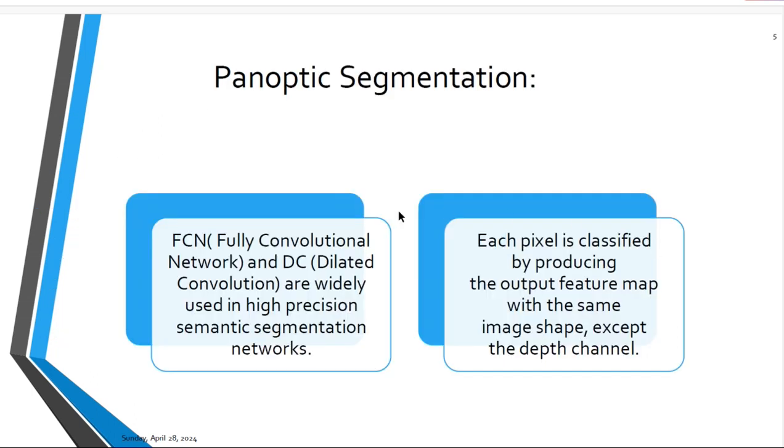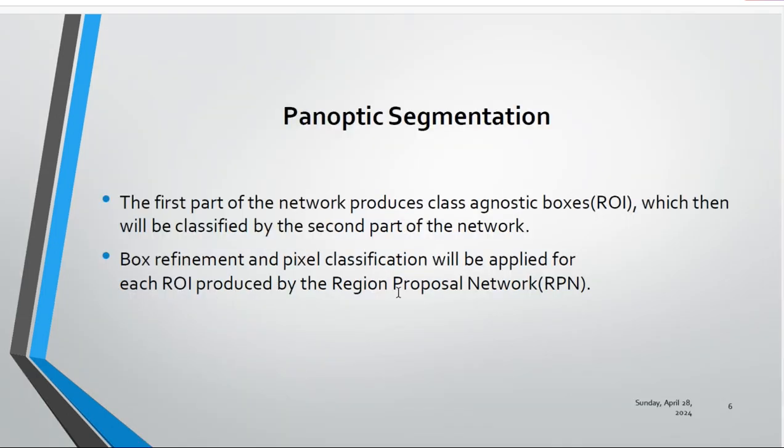Our approach is the fully connected convolution layer, which basically does the masking on the images for identifying the images on an instance basis as well as a semantic basis. So what does panoptic segmentation do? It finds the region proposal network, which basically identifies the different regions.